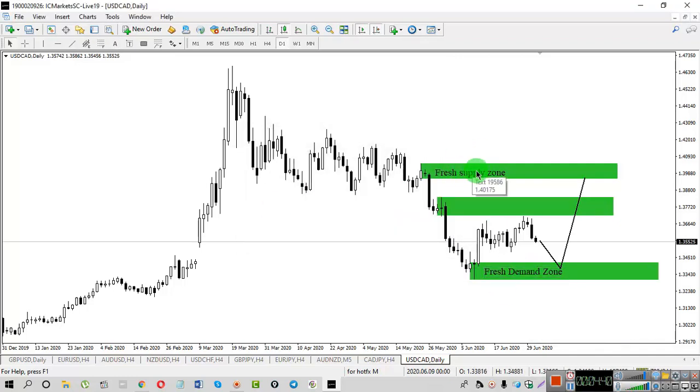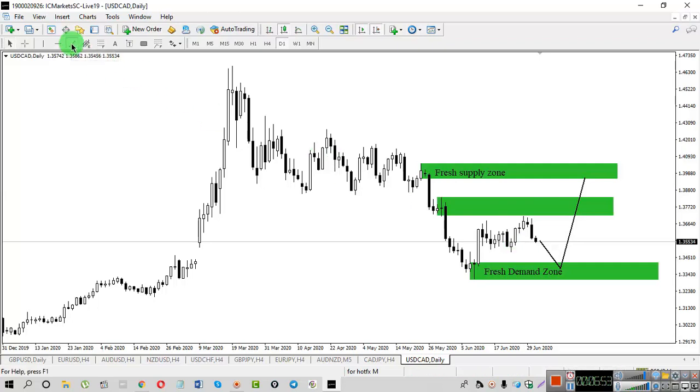We have fresh supply zone here, and we have fresh demand zone here. So if market hits this zone, we can buy this market from this zone. This is overall perspective of buying side.